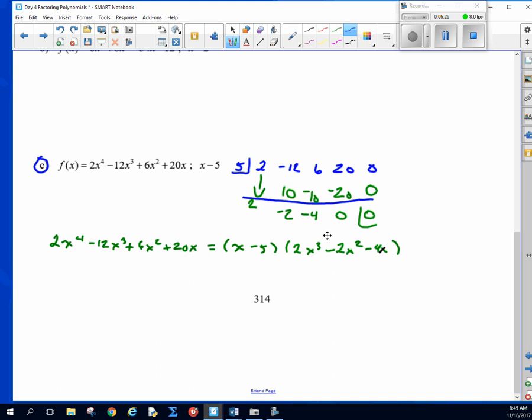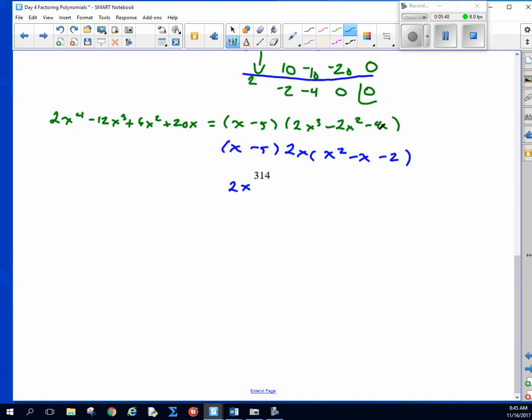If I look at these three terms, I have a greatest common factor of 2x. So if I factor out a 2x, I get x squared minus x minus 2. I'm going to move that 2x to the front. 2x times x minus 5 times x squared minus x minus 2.